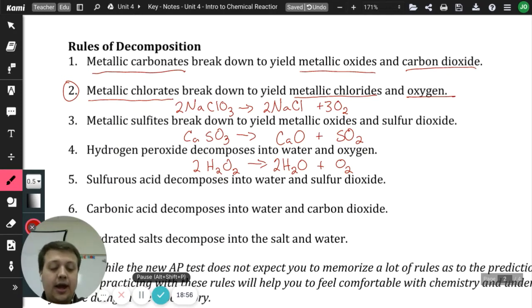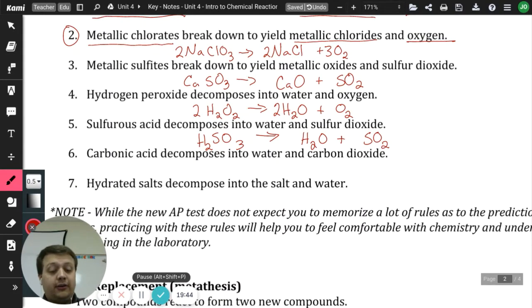Okay, next, sulfurous acids decompose into water and sulfur dioxide. Now, if you look at that, we're taking a non-metal oxide and water, and remember in synthesis that made an acid. Same thing here, but now we're doing it in the opposite direction because it's decomposition. So a sulfurous acid, H2SO3, is going to break down to form H2O and SO2. Okay, double check, make sure it's balanced. 2 hydrogen, 1 sulfur, 3 oxygen, 3 oxygen.